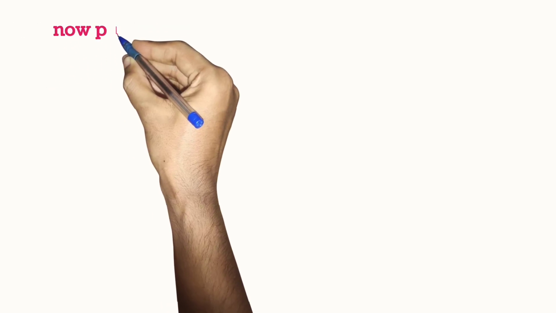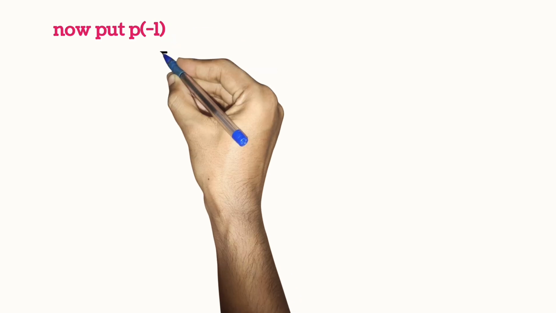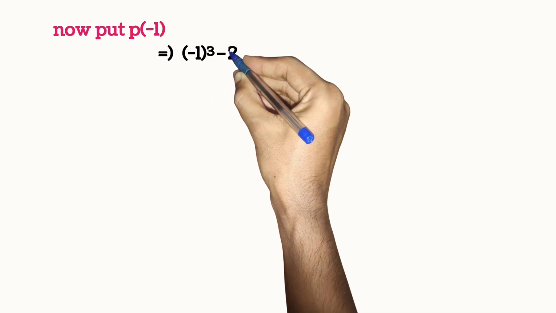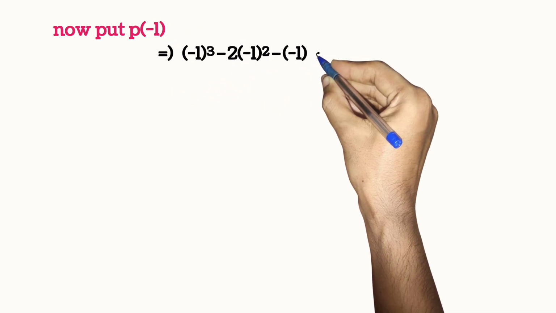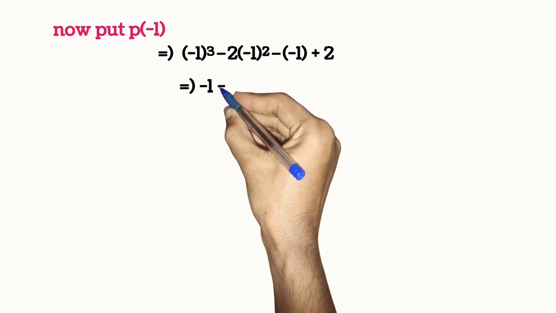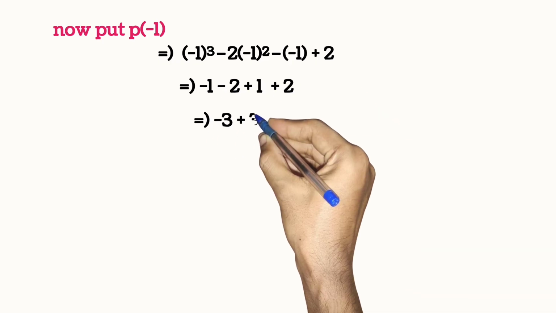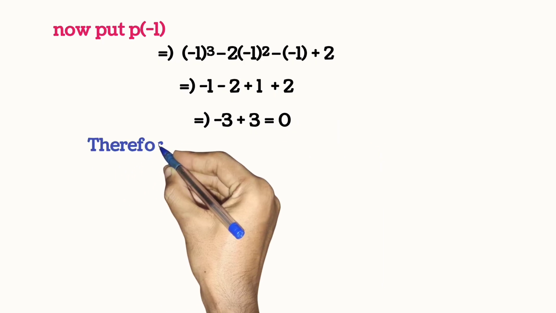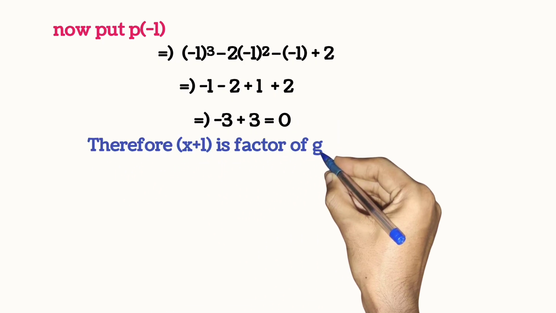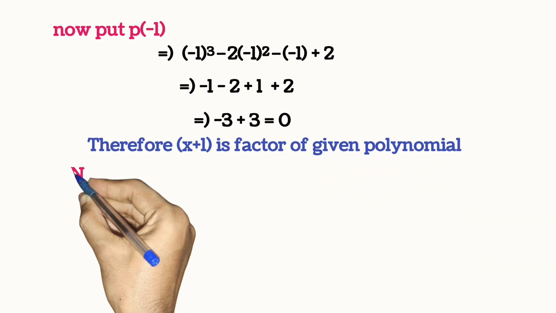Now, put p(-1), then we get (-1)^3 - 2(-1)^2 - (-1) + 2, that will be -1 - 2 + 1 + 2, that will be -3 + 3, that is equal to 0. Therefore, x + 1 is a factor of the given polynomial.